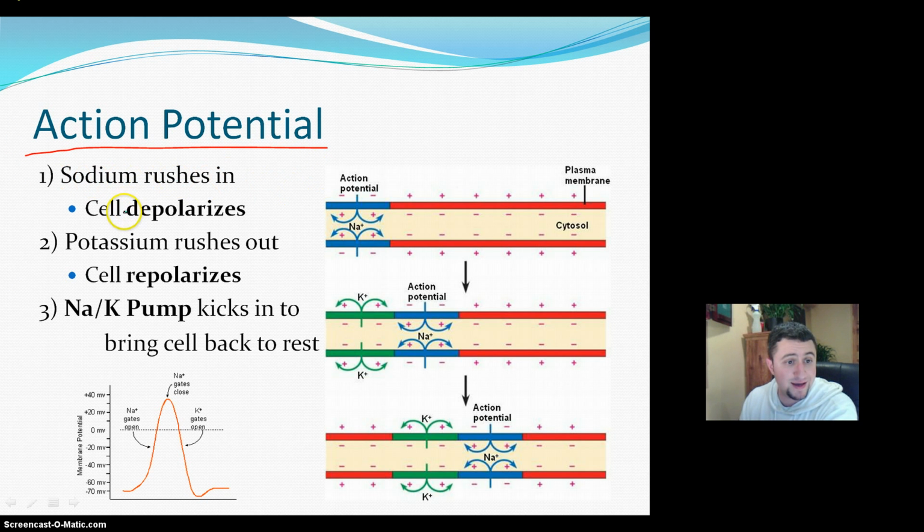So sodium rushes in, which is going to cause the cell to depolarize a little bit. And eventually, it's going to depolarize so much that the cell needs to repolarize. How does it do that? Well, it has potassium rush out. So sodium rushes in, potassium rushes out.